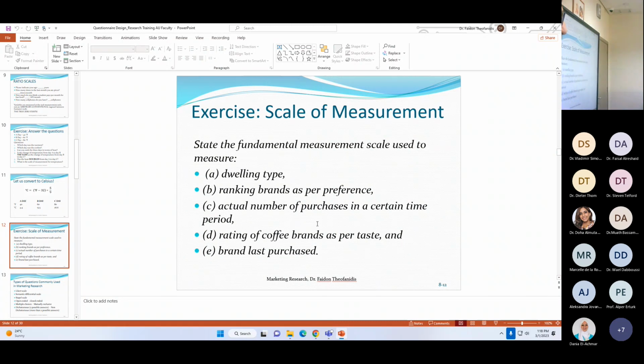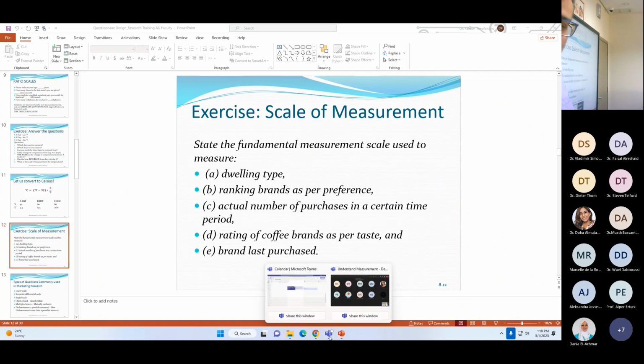Ranking brands as per preference. Digital audience? Ordinal. Ranking. We have the answer, but you said it also, I heard you. So you are still ahead by 1 point.